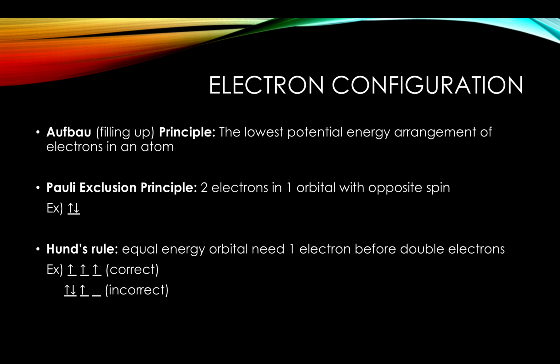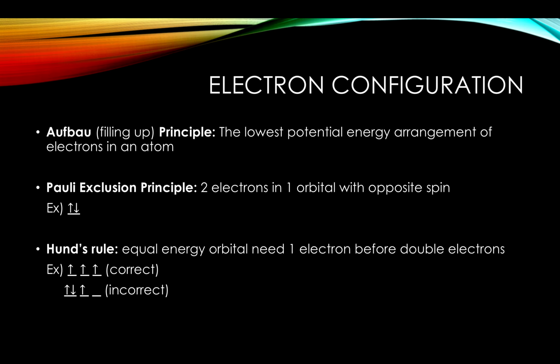So here it goes. Electron configuration. There are three rules that you must understand. The Aufbau principle, which means filling up the lowest potential energy arrangement of electrons in an atom. This basically means that when you're doing electron configuration, you must make sure that all electrons are filled up before moving to the next level. So, when you move on, without having the highest potential energy, which means when it's in the excited state, that's when all the electrons are spaced out and they are placed randomly without having any pairs or so.